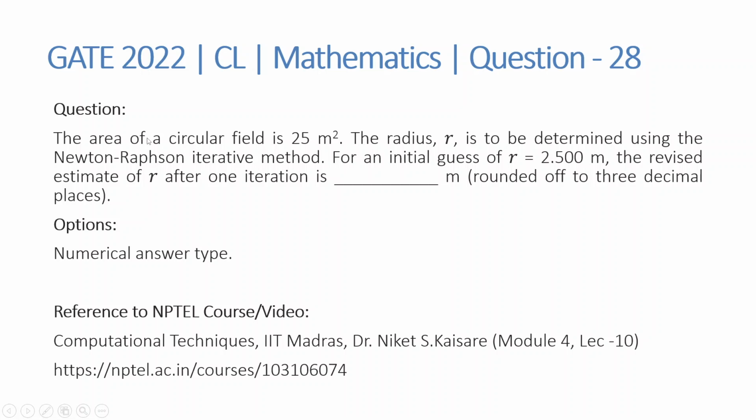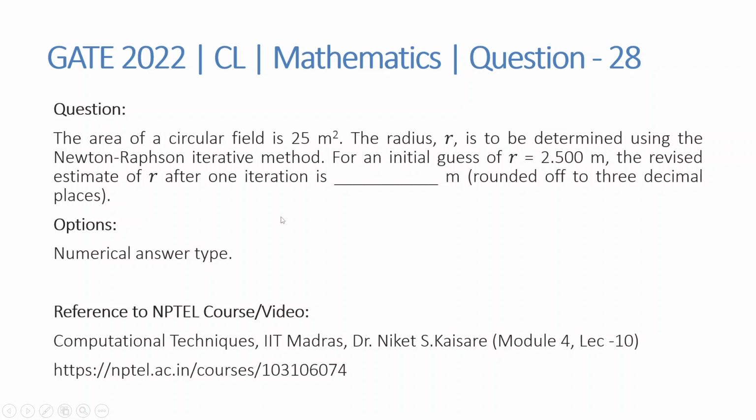The question is, the area of a circular field is 25 meters square. The radius r is to be determined using the Newton Raphson iterative method. For an initial guess of r equal to 2.5 meter, the revised estimate of r after one iteration is dash. And this is a numerical answer type question. So we have to write the answers up till 3 decimal places.